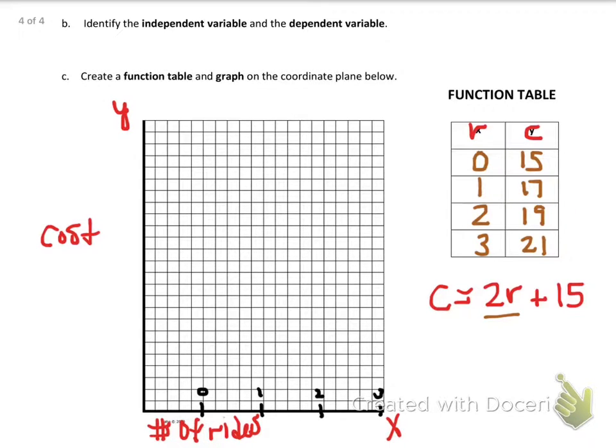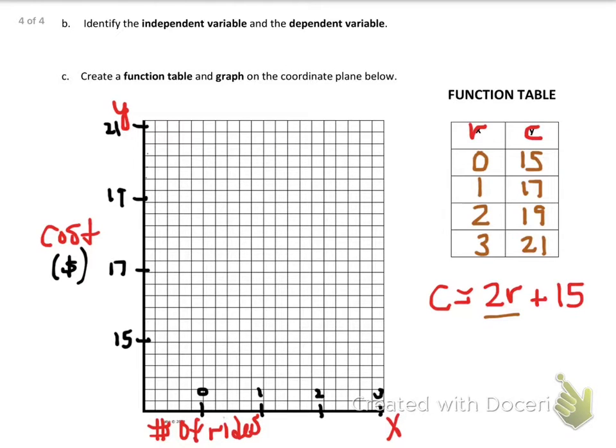And then my cost goes from $15 up to $21. So I'm going to do the same thing. I'm going to skip by 1, 2, 3, 4, 5, maybe 6. There's another one. And another one. There's my last one. So this is $15. This is $17. This is $19, and this would be $21 up here. And I might even say, hey, the cost is in dollars, just to make sure. And then we just graph it.